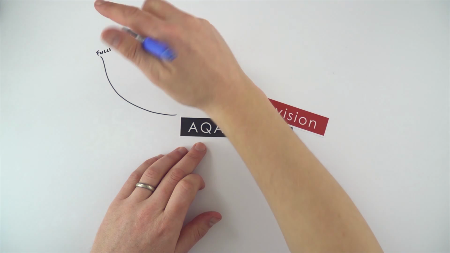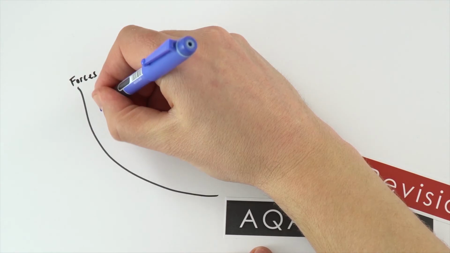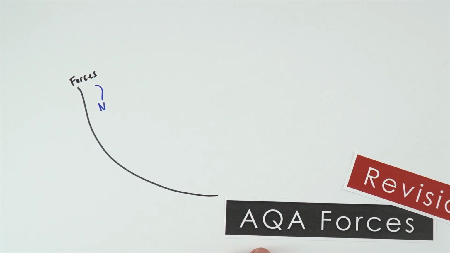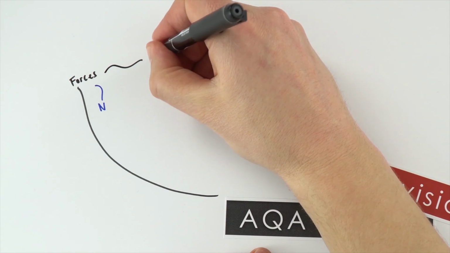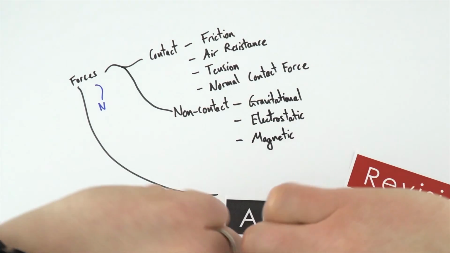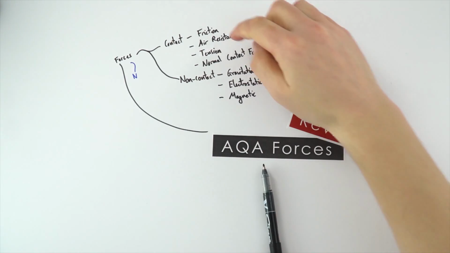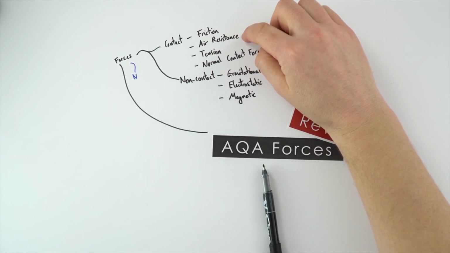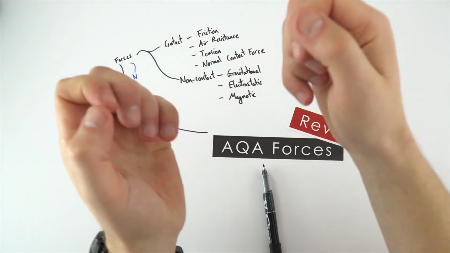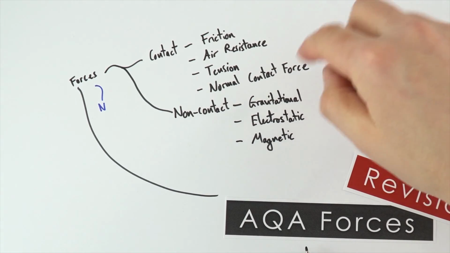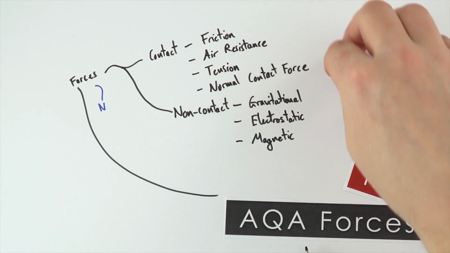Now, the thing about forces is they are measured in the Newton, and there are really two different sorts. We have contact forces and non-contact forces. So contact forces are where you have two surfaces in contact. So we're talking about friction, air resistance or drag. You've got the tension, which is maybe when something is being pulled, like a spring. And then normal contact force, I'll come on to in a little bit of time.